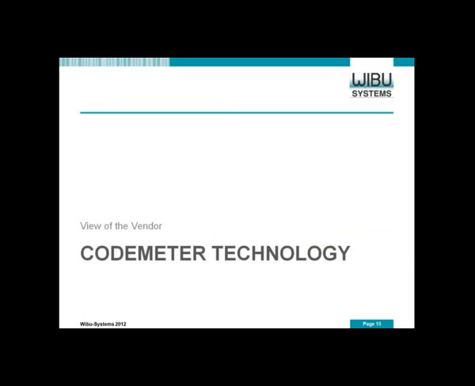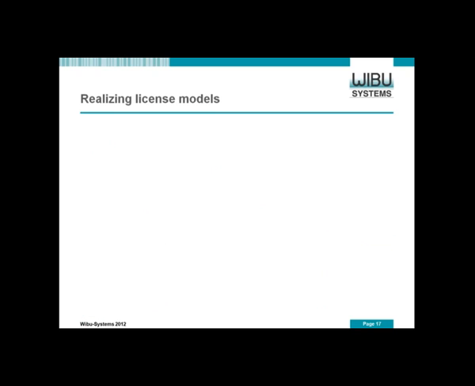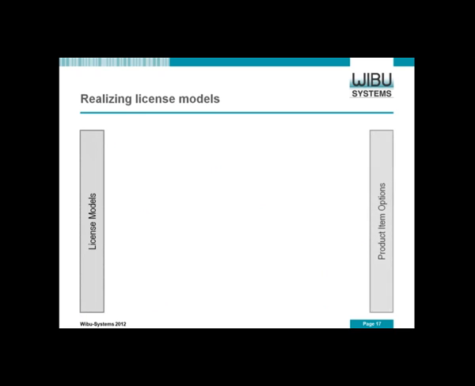Let's start with a small view at the CodeMeter technology. And as promised, let's talk about license models. On one hand, CodeMeter can realize nearly every license model. I haven't found one license model which I could not realize with CodeMeter. Maybe you will find one, then please come back to me. And on the other hand, we have our product item options, which are the technical implementation of the license models in our CodeMeter system.